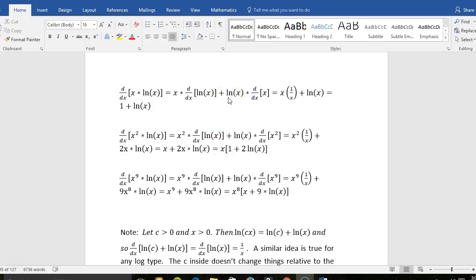Hello again. Let's look at some more examples, particularly of the product rule. The derivative of x times the natural log of x. Some math textbooks won't bother putting this technically superfluous times sign here. They'll just delete the times sign, which is perfectly okay.